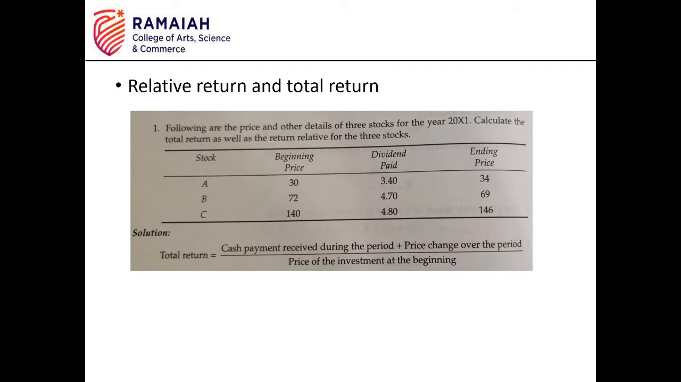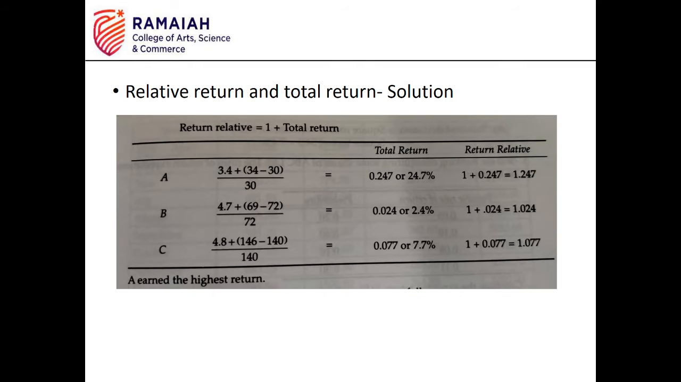How do you calculate profit? Profit is nothing but selling price minus cost. Cost is the beginning period price, selling price is the ending period price, divided by the price of the investment at the beginning. So you can get one percentage here. I couldn't type everything since there was a numerator and denominator in each and every cell. Even in Excel, I couldn't show this very well, so I just thought of taking a pic and pasting it. So this is how your relative return and total return look.